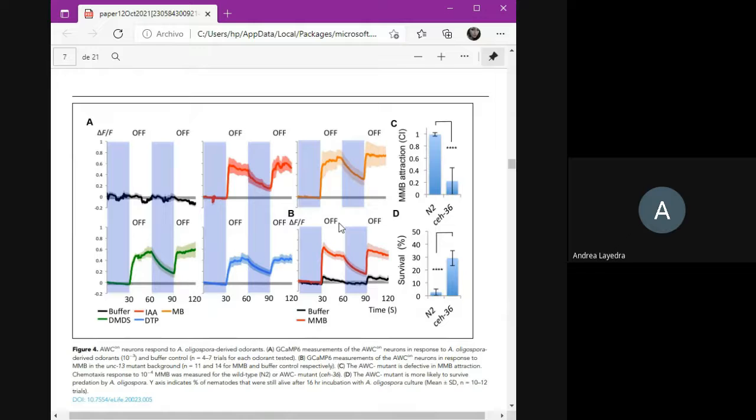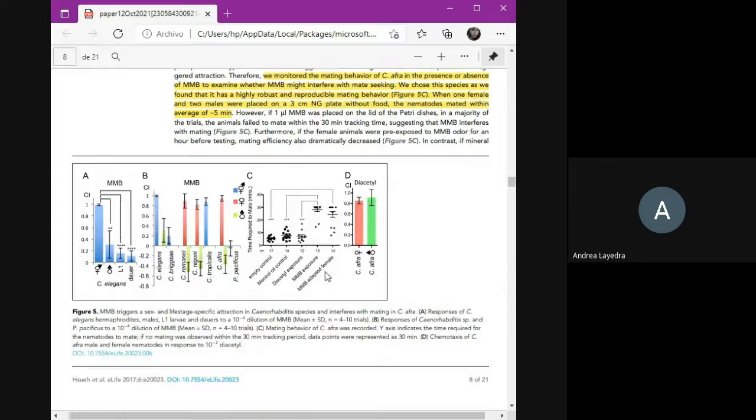They found that attraction to MMB was both sex and developmental stage dependent, as L1 larvae, dauers, and male animals did not exhibit strong attraction to this odor. It was highly attractive to adult females, but repulsive to males.